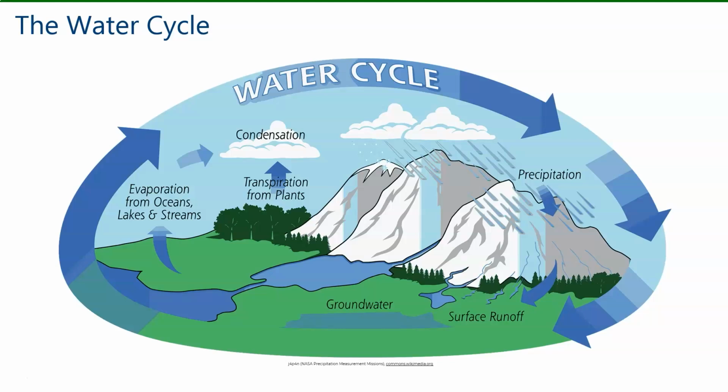In evaporation, water is heated by the sun and changes from a liquid to water vapor. Once that water vapor becomes high up in the atmosphere, it cools and condenses, changing in state from a gas back into a liquid. And then we have the cycle starting again with precipitation.